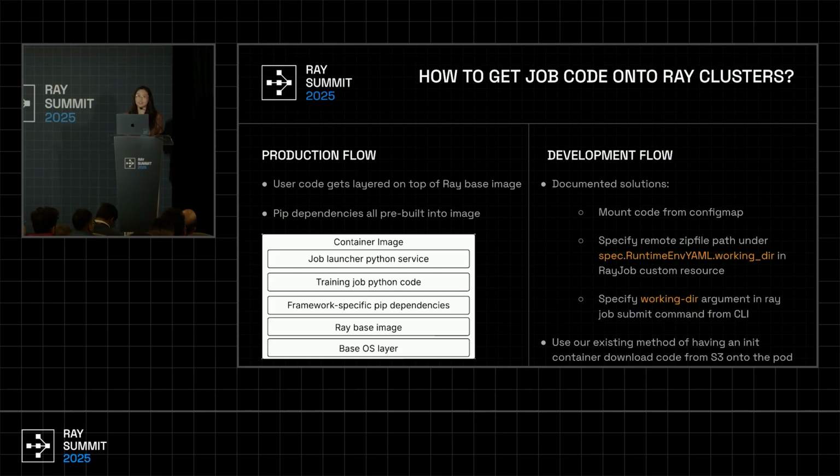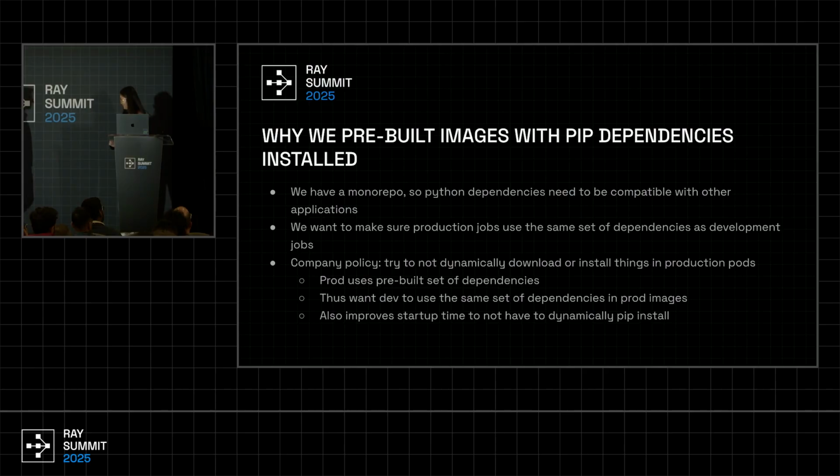The other flow here is the production flow, which is when the user is done with testing their training job code, they're sure it works, they commit it to Git, it goes through code review, it gets landed, and there's automatic builds that builds an image that layers their training job code on top of the Ray-based image, along with their framework-specific pip dependencies. And this container image gets pulled to every pod in the Ray cluster, and that's how their job code gets there. And next, Robert will quickly talk about why we pre-install pip dependencies in the image as opposed to dynamically installing them at runtime.